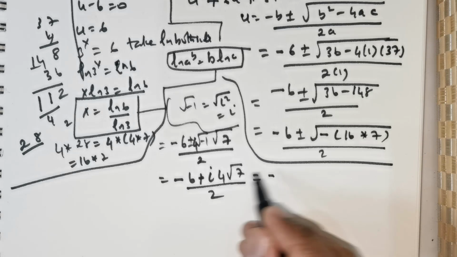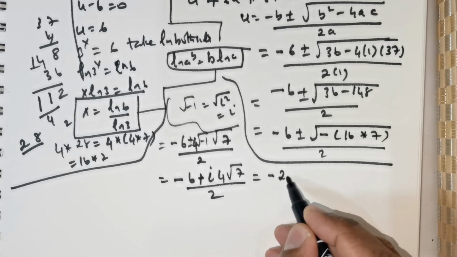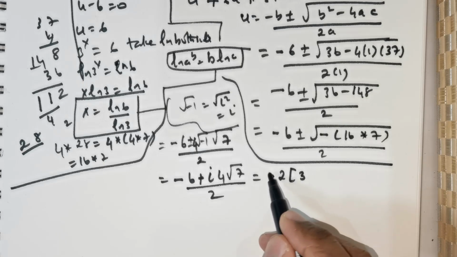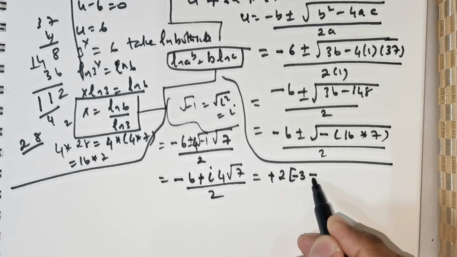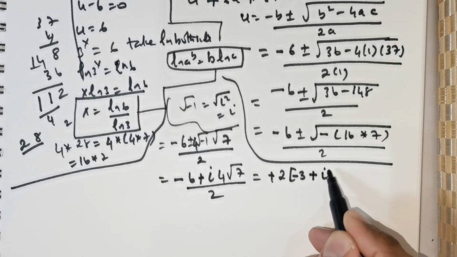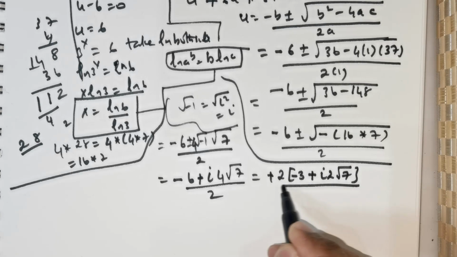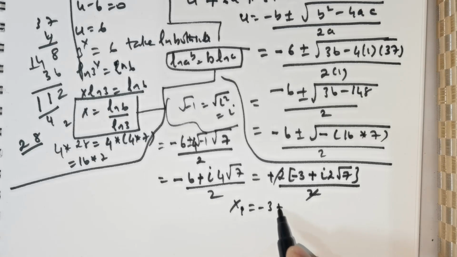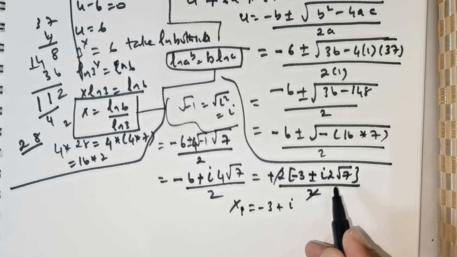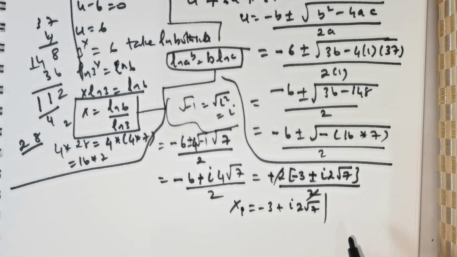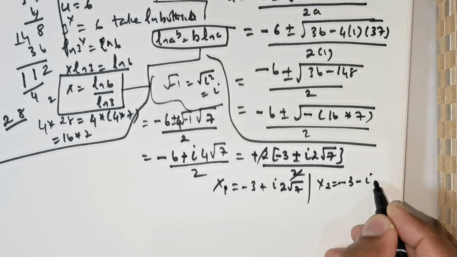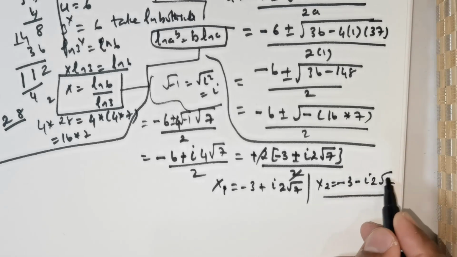If you were to take 2 out, this is going to give me 3. In fact, I don't want to take a negative sign, let the negative sign be inside. So it's going to be plus i times 2 times root of 7 divided by 2. So 2 and 2 can be cancelled. So therefore you have 2 other roots. So you got x1 is equal to negative 3 plus or minus i times 2 times root 7, and x2 is equal to negative 3 minus i times 2 times root 7. So these are the roots you have got.